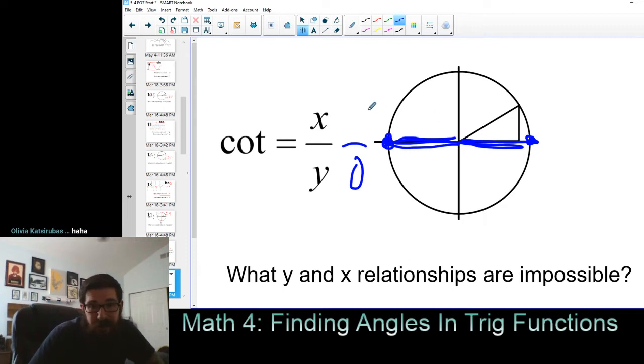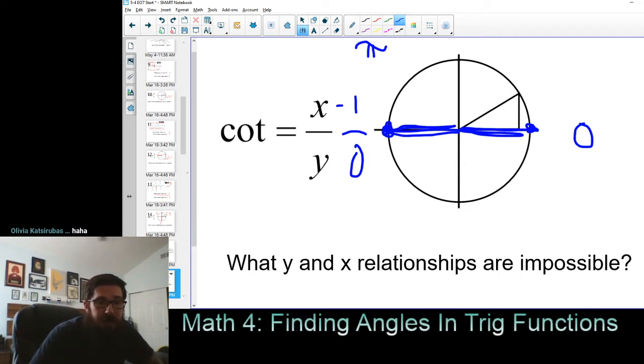What x and y relationships are impossible? We can't divide when y is equal to 0. Y is equal to 0 right here and over here. Unfortunately, that now gets to live on in YouTube forever. So what are those two values? I'm going to either be doing a 1 over 0, which would be 0 radians, or a negative 1 over 0 right here, which would be pi radians. Both of those places are spots where cotangent's not going to exist.